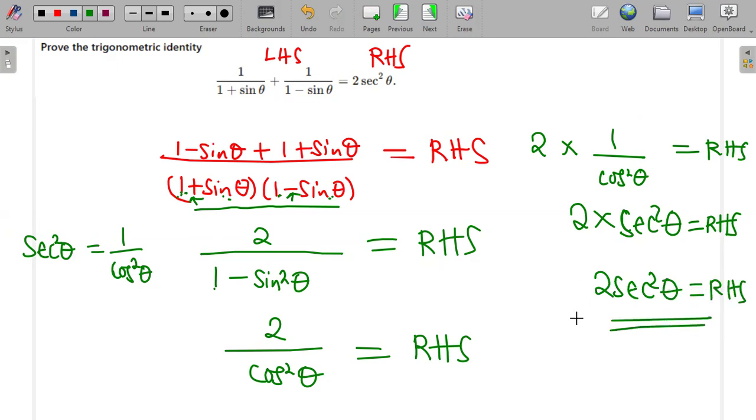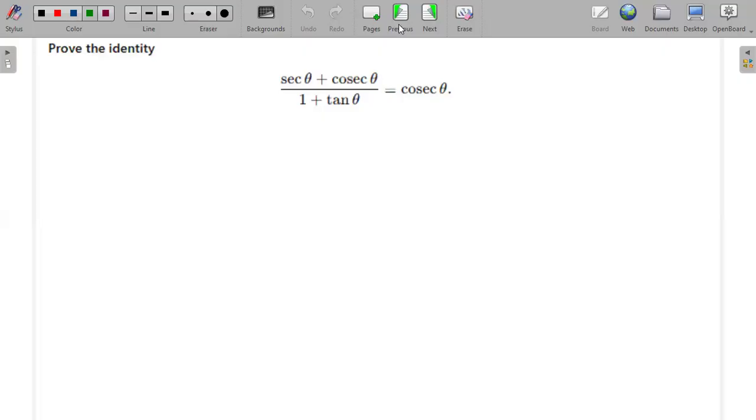And you can see that this here is exactly what we had on the right-hand side. So we have proved our identity. You even say hence proved. So any questions there? Any questions, guys? Okay, I hope you've understood. We move to the next identity.